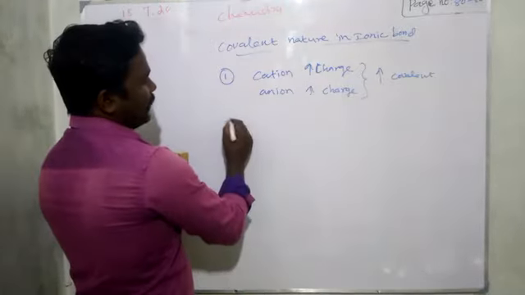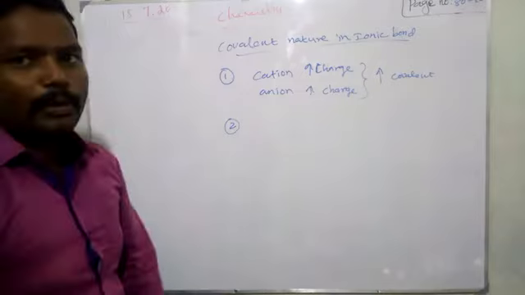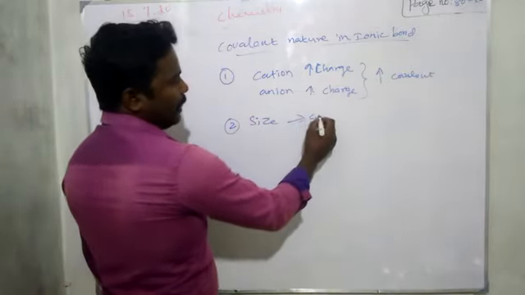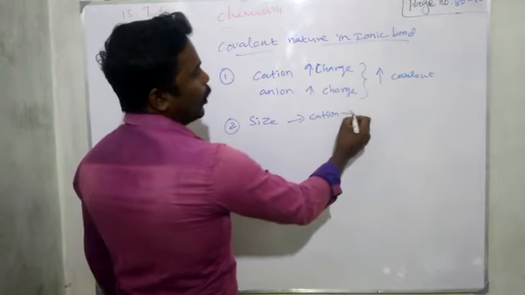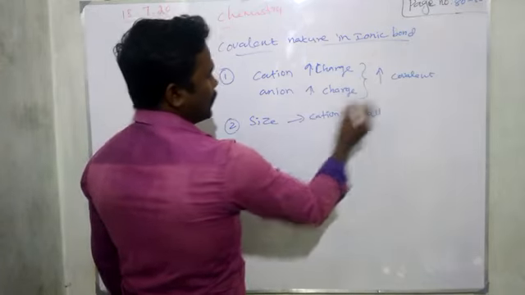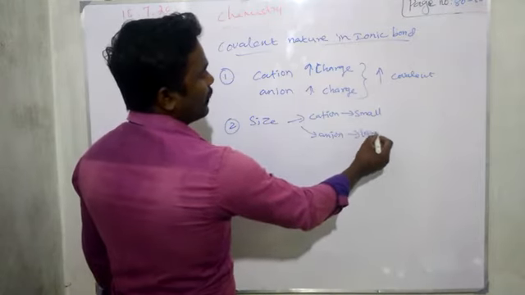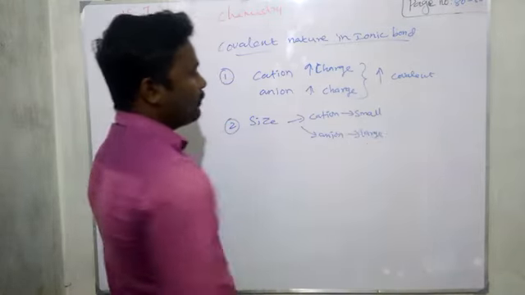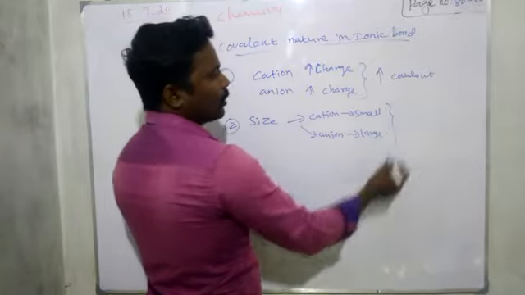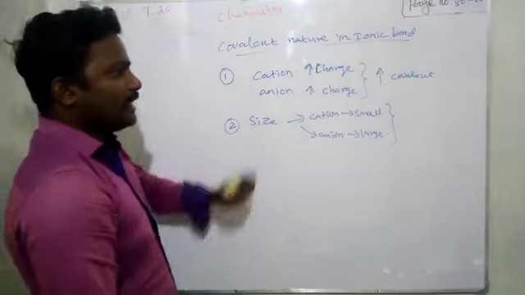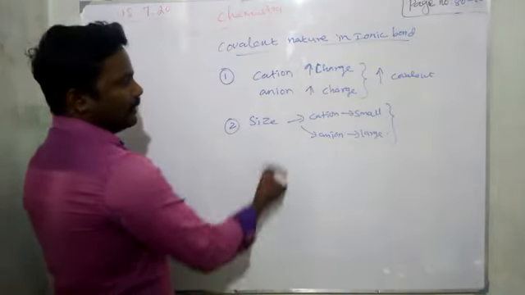Then the second rule. We are going to discuss size. The size of the cation should be smaller and the anion larger. Cation smaller means it will have more covalent character. Anion larger means it will have more covalent character. So that is the condition to get more covalent nature.